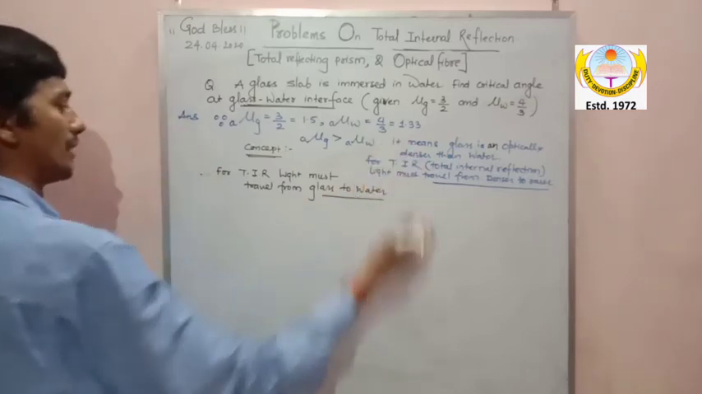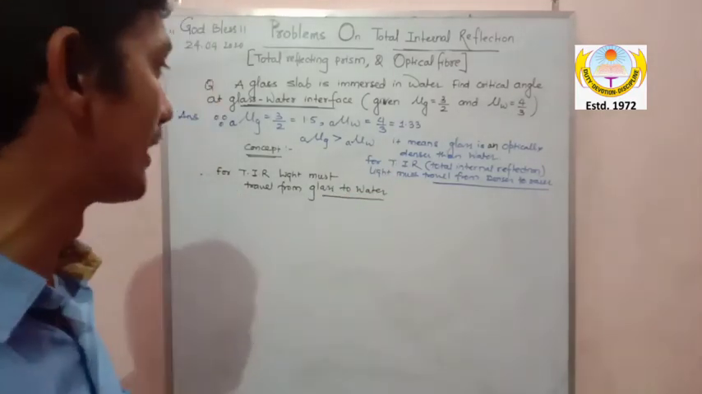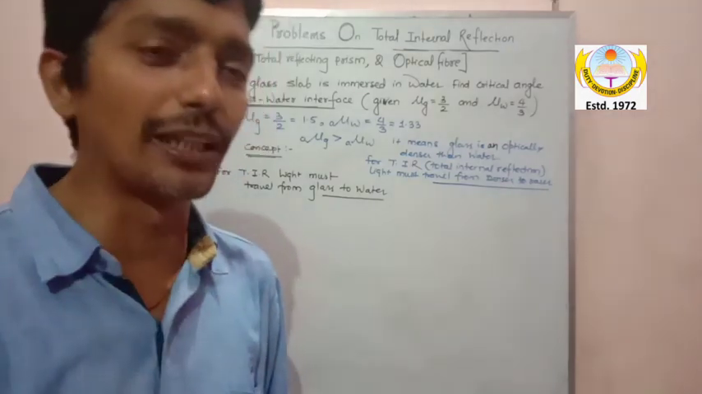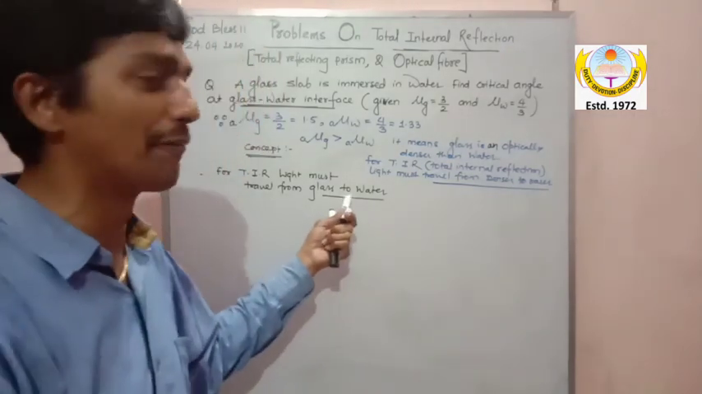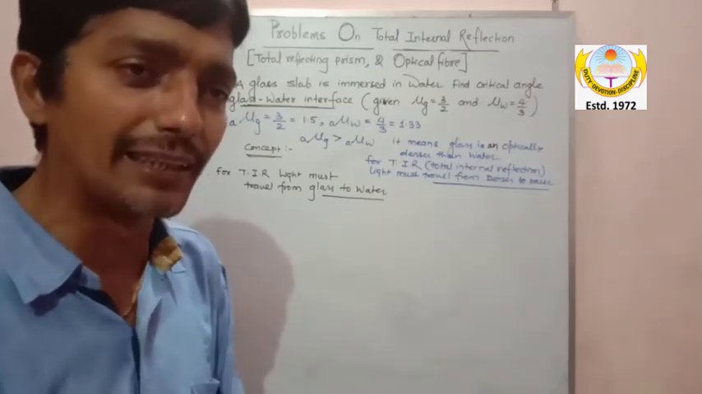And concept I have given. This is the reason why I have picked up this numerical, which is very important, because you should know actually the light traveling from where to where, because without that you cannot substitute the Snell's law condition.